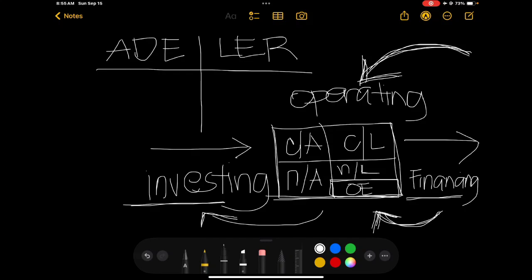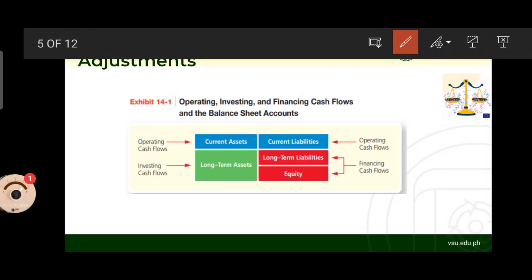So, to summarize it all, ito yung chart. Ito yung lagi nating tatandaan, no? Kapag yung ating mga activities na involved, mag-i-involve ng current assets, under yan sa operating activities or operating cash flows. Kapag naman current liabilities, operating cash flows pa rin. Pero kapag yung ating mga accounts na related sa long-term assets, mai-include ito sa investing cash flows. Kapag naman long-term liabilities, financing cash flows.